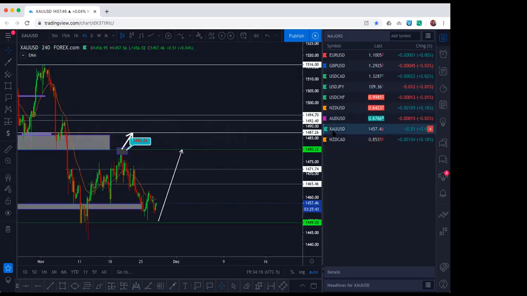gold, like I said, looking for the market to head back into the 1480 zone, 1470, 1480. That's the overall area that we'll be looking at for gold, right?